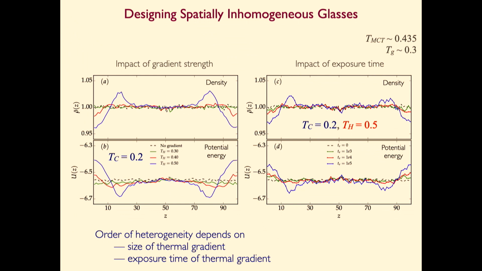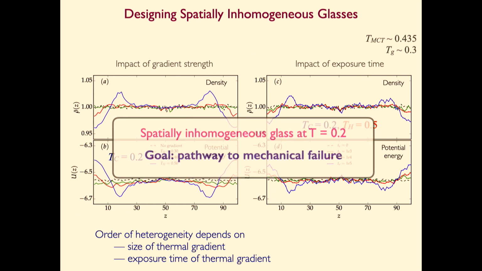So we can tune the inhomogeneity based on the time for which the gradient is on and also the size of the gradient. So we have been able to generate a spatially inhomogeneous glass at temperature 0.2. Now the goal is to understand the pathway of mechanical failure in these inhomogeneous materials.